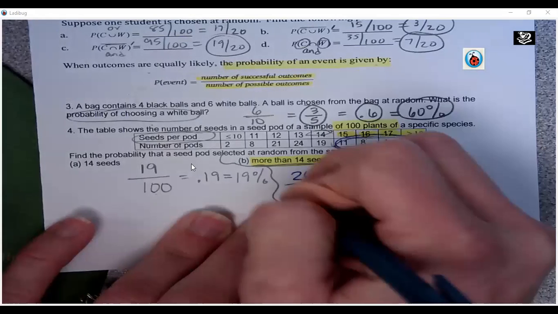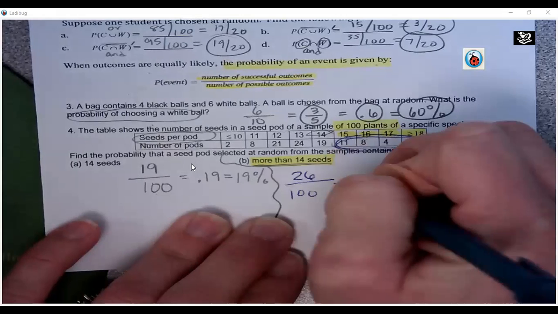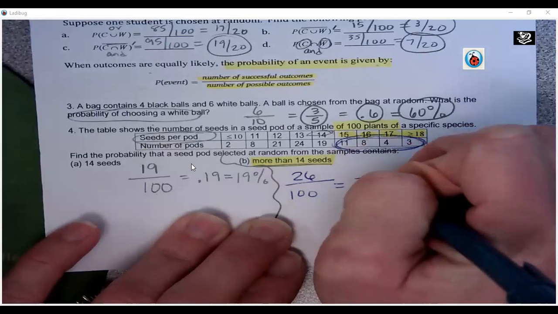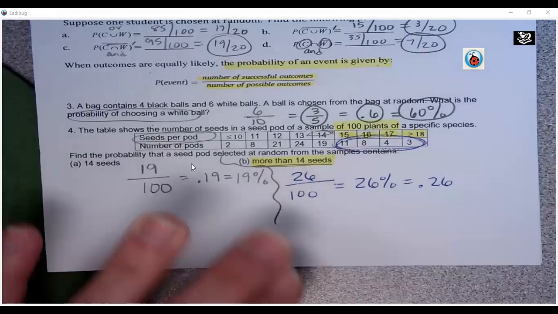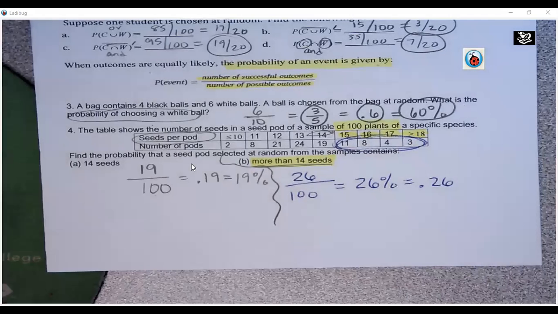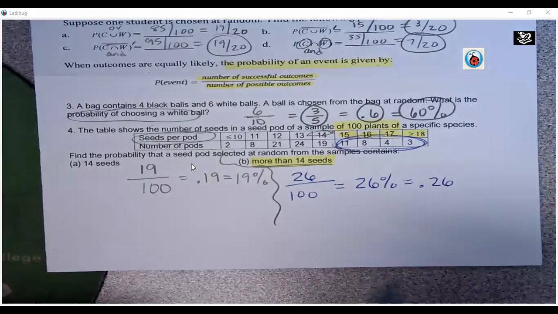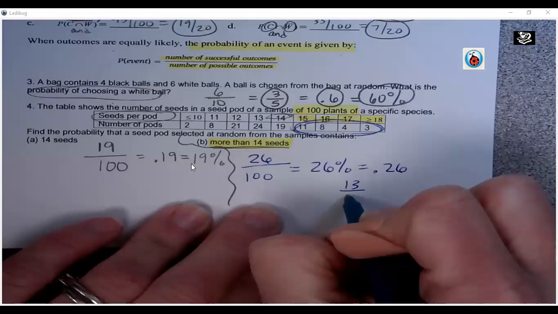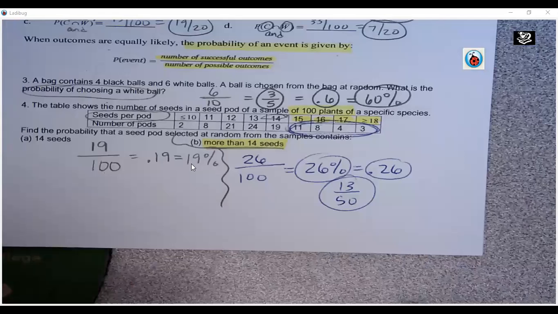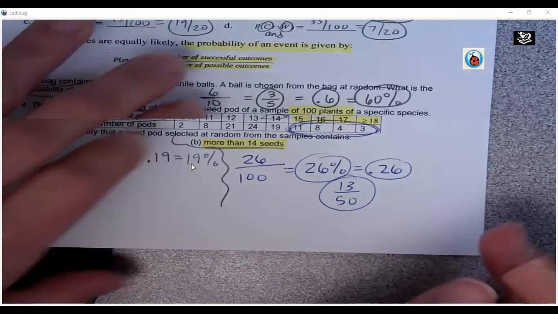Good. He sent me a chat, 100. So that's 26% or 0.26. And if you were doing it as a fraction, you would have to reduce it, which is 13 over 50. So any of those answers would be correct. Okay. All right, guys, remember you can send me questions in chat.